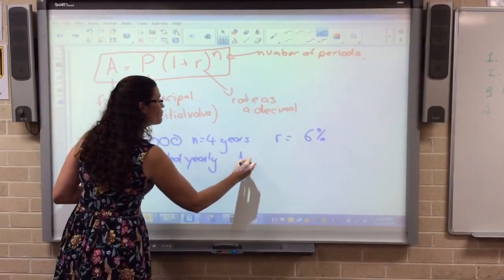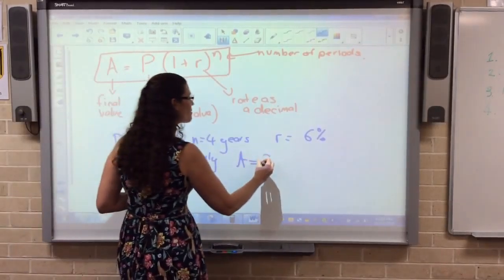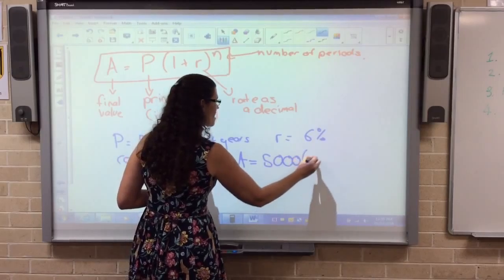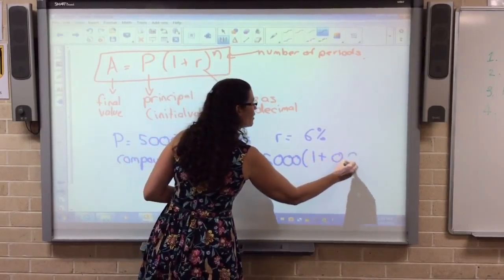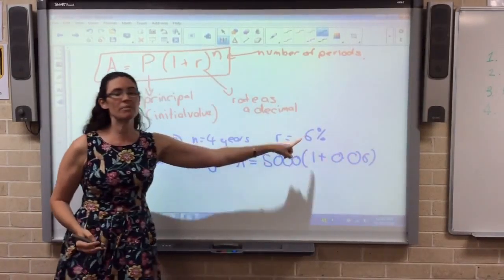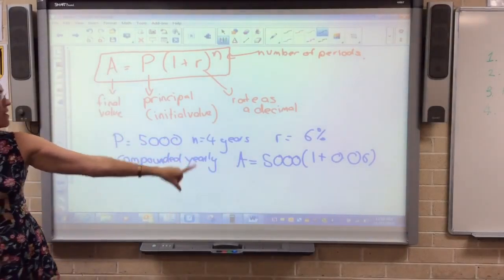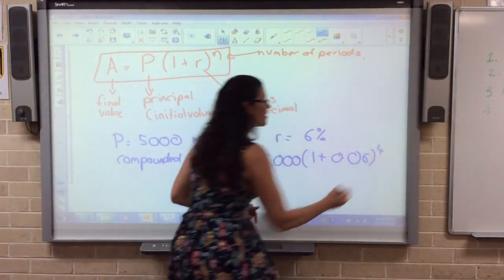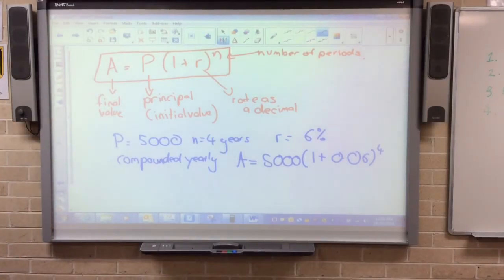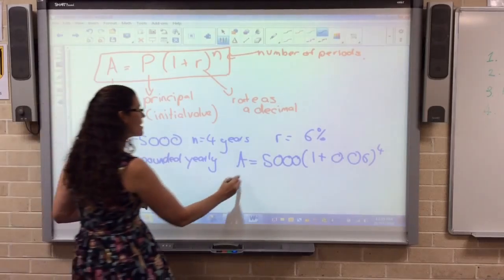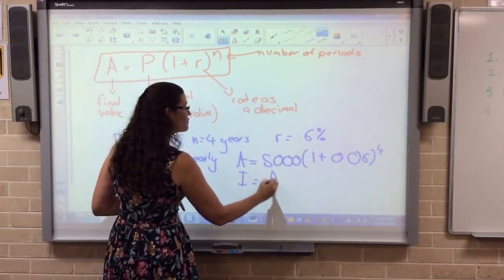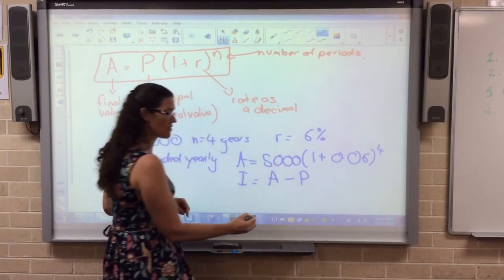all we do to find the final value is to put it straight into our rule. 5,000, 1 plus 0.06. Note that 6% is 0.06 as a decimal, and then for 4 years. So that's super easy, we just shove it in. Grab a calculator and there's our answer. Unless the question asks for interest only, how do I do that? I take away the initial investment.